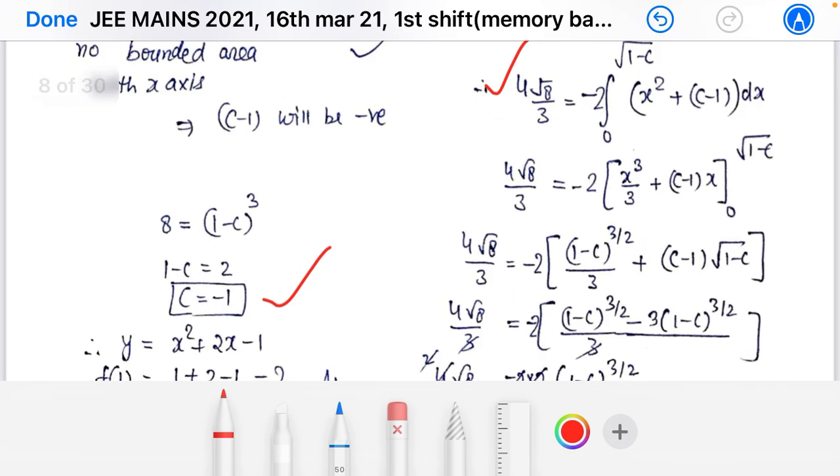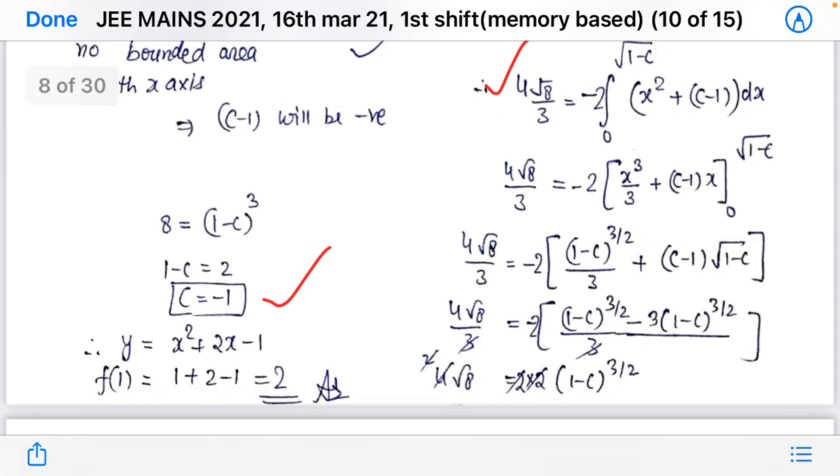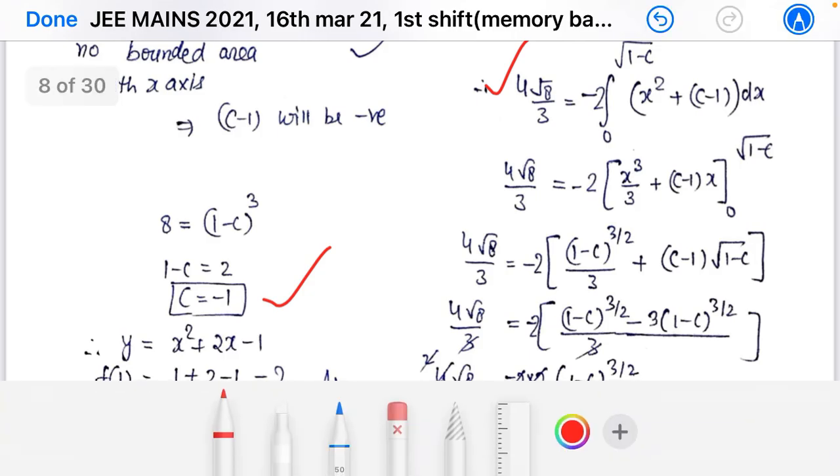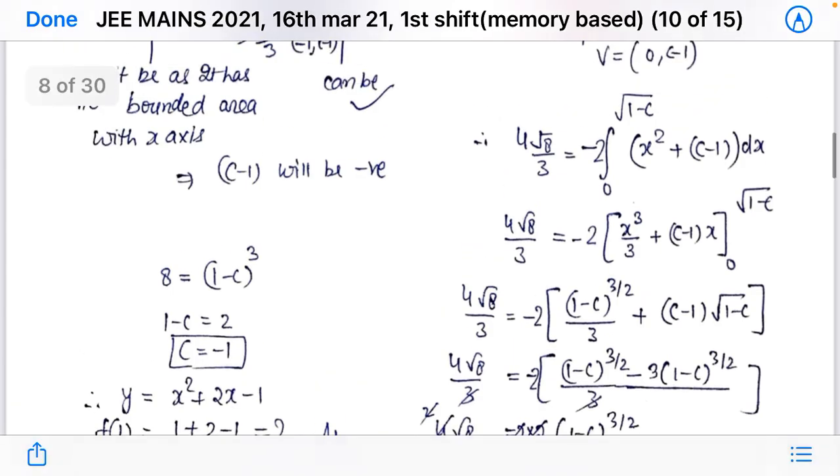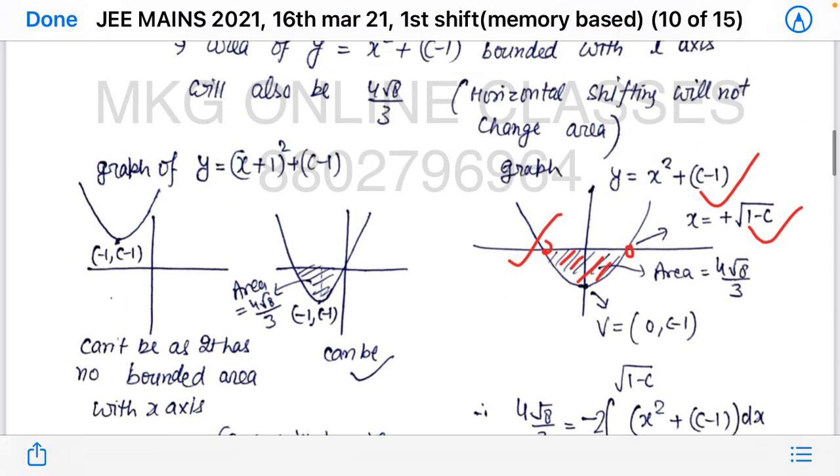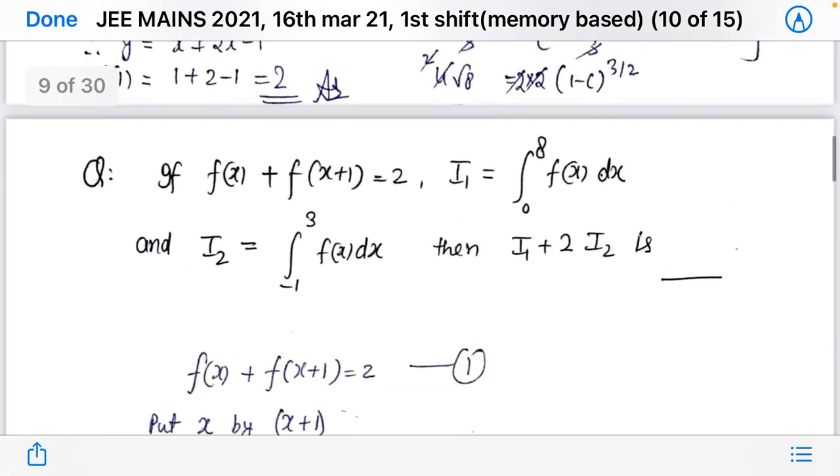The procedure of solving is very easy. You can simply solve this with correct calculations. So if c is minus 1, then y is basically x square plus 2x minus 1. So f of 1 will be 2. That would be our answer. So I hope this should be clear to everyone. Okay, so let's move on to problem number 9.